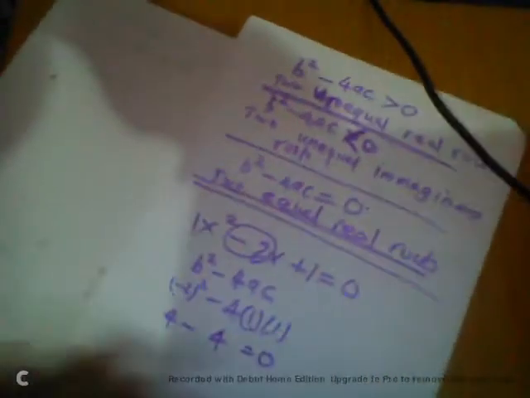So what is b? Our b is this number here, so negative 2. Then 4 times a, a is equal to 1, and c is equal to 1. So plug it in: negative 2 squared is 4, 4 times 1 times 1 is 4, and 4 minus 4 is equal to 0. So it falls under here, the equal to 0 case. So what that means is we get 2 equal real roots.